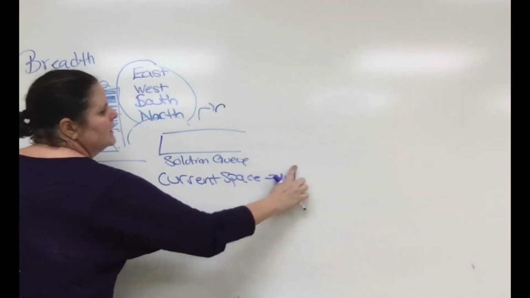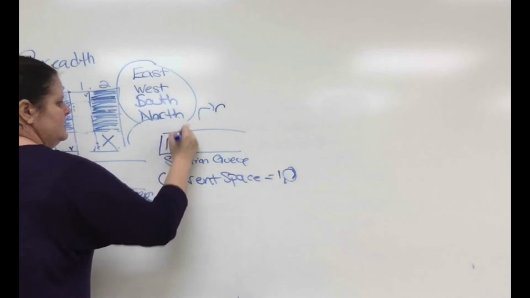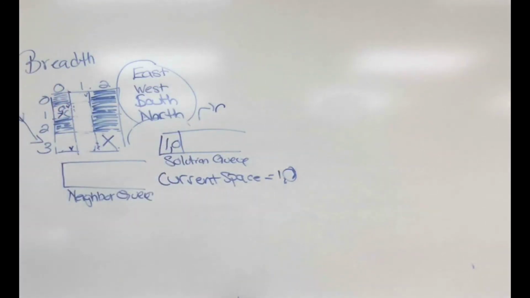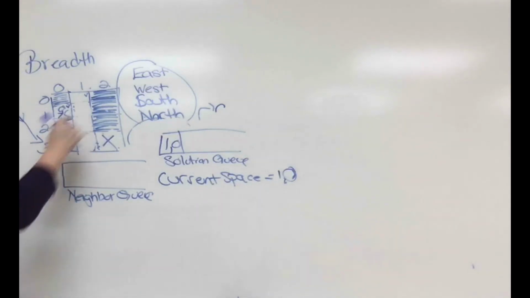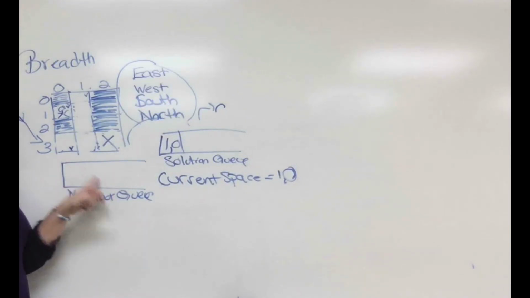Actually, sorry, this is 1, 0. Has it been visited? No. Let's put it into our solution queue. Now we have our neighbor queue here. We go and find our neighbors. Now the difference between this algorithm and the last algorithm, the only difference, is that this queue never gets wiped out.